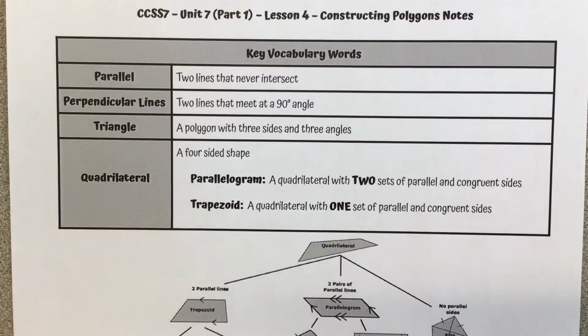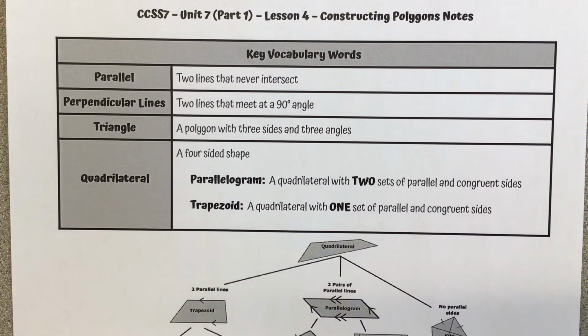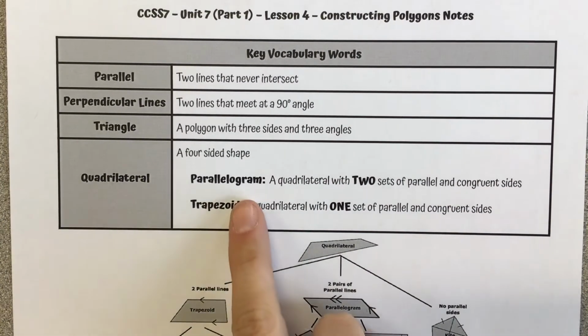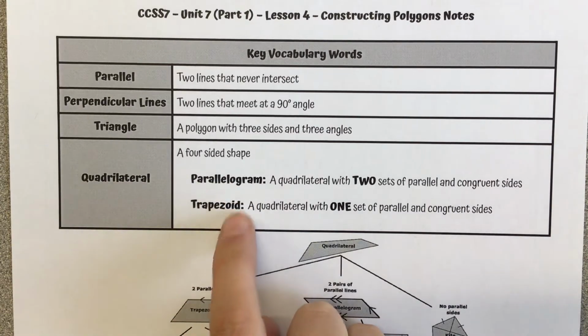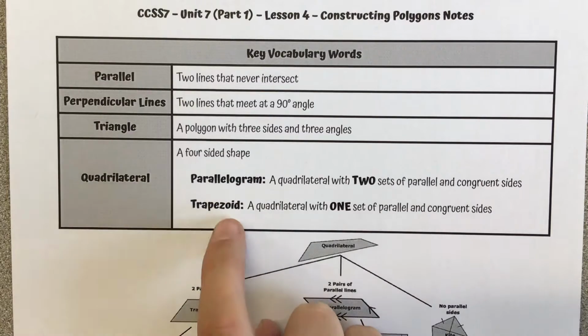And then quadrilaterals, which is really what we're going to be looking at today, which are 4-sided shapes, just in general as quadrilaterals. But we have more specific ones, and the two that we are really going to focus in on are parallelograms and trapezoids.